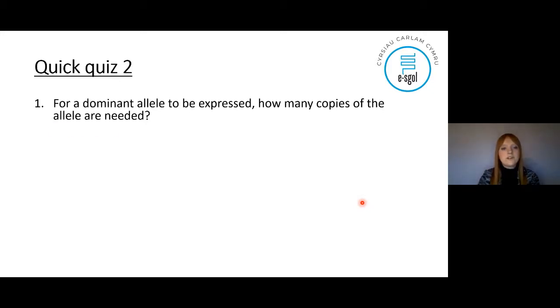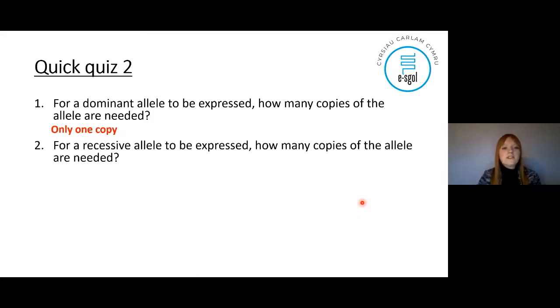3, 2, 1. One copy. Only one copy is needed. So he could be big B, small b, or capital B, lowercase b, or he could be big B, big B. Okay. Question 2 then.